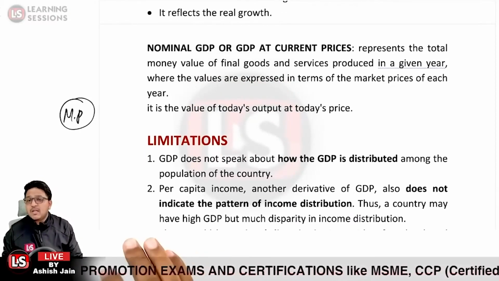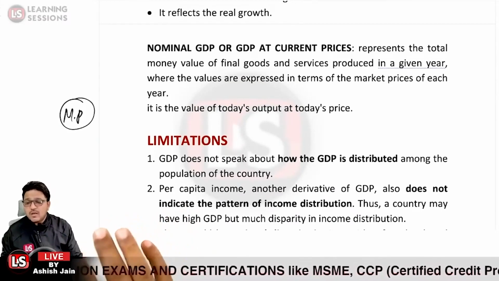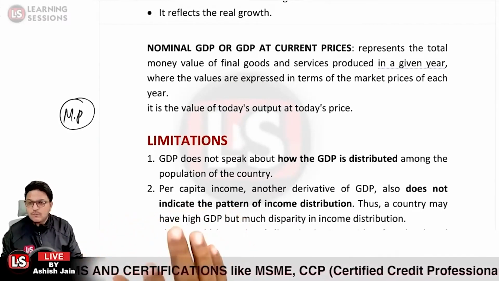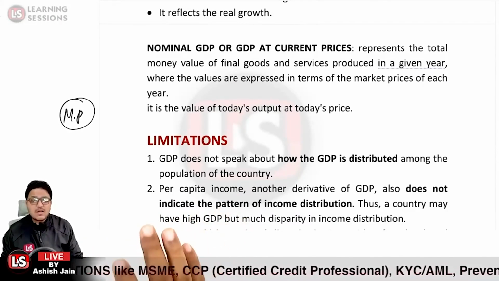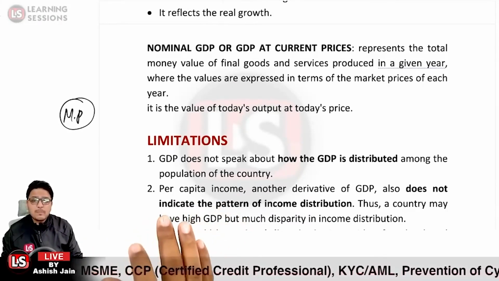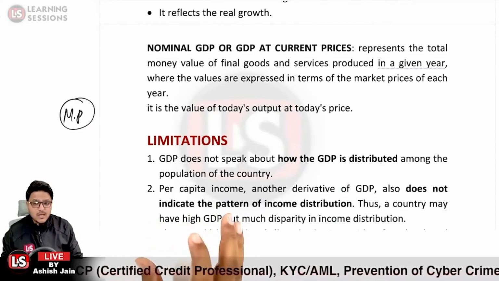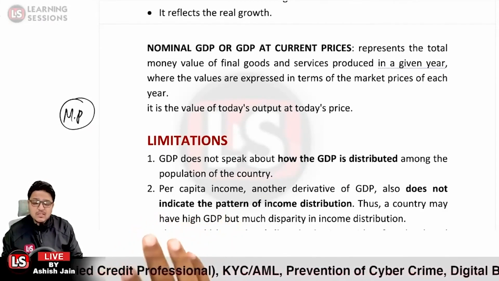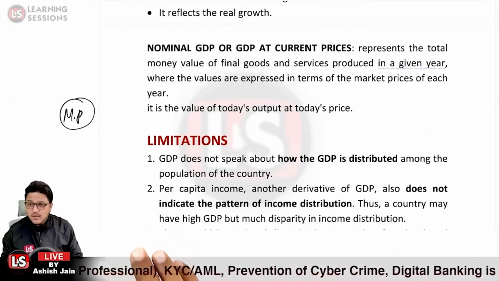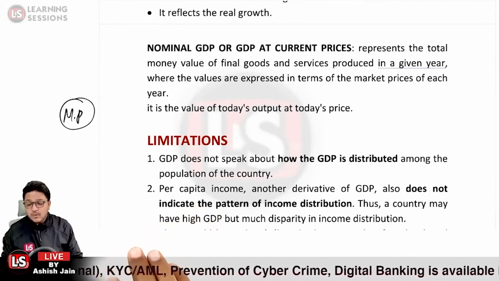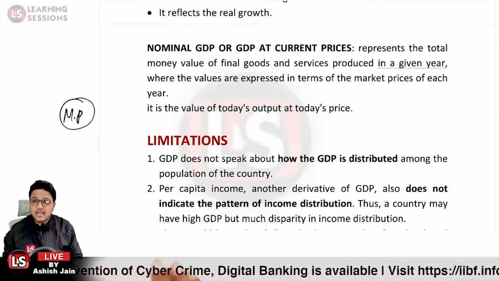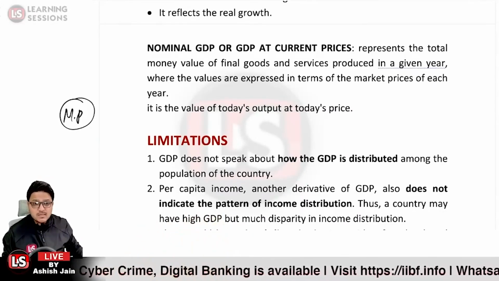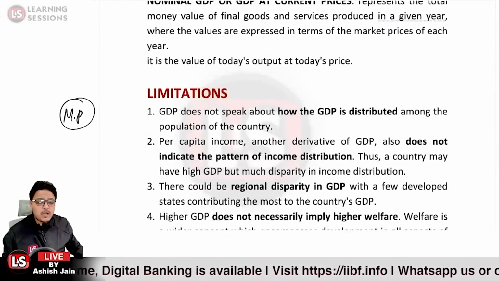So whether the per capita income is equal to 500 USD or 50,000 USD, it basically makes no sense, because it does not account for the pattern of income distribution. It may be the case that income is concentrated among a few people, and a higher percentage of the population may have below-poverty-line income. So GDP has a limitation related to that.